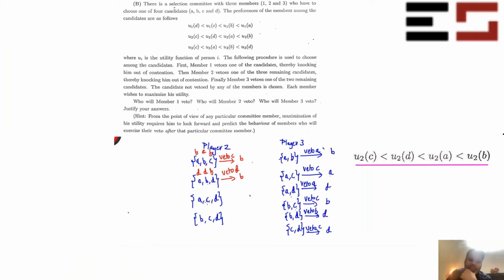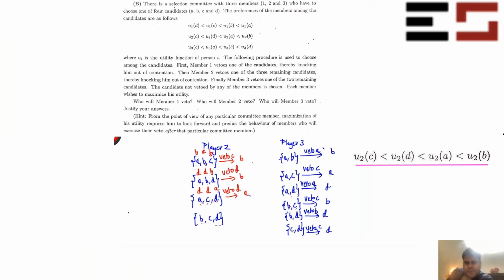Okay, let's do the same thing here. If I veto A, then C and D will be left. If C and D will be left, player 3 will make sure that D wins. Okay, if I veto C, then A and D are left. If A and D are left, then player 3 will give me D. Okay, if I veto D, then A and C are left. If A and C are left, then A will win. And between A and D, I like A more, so I'm going to veto D so that A is chosen.